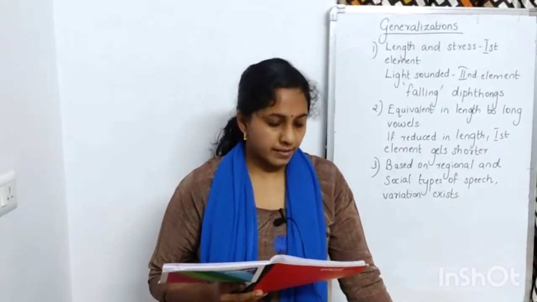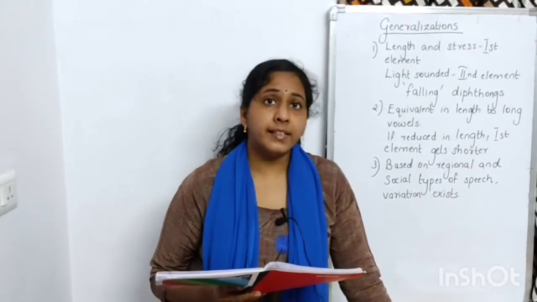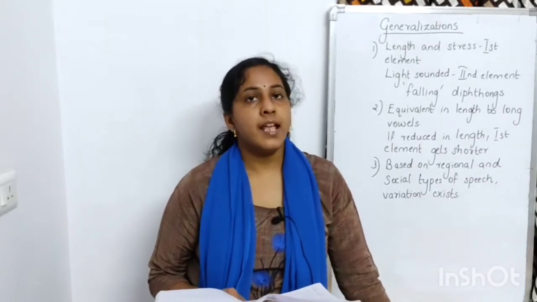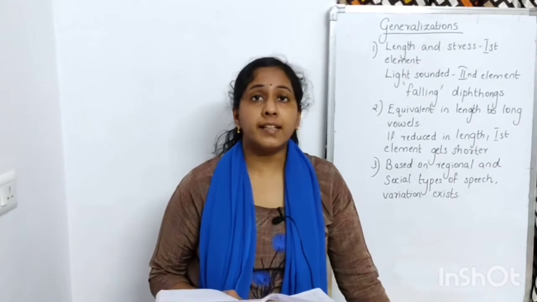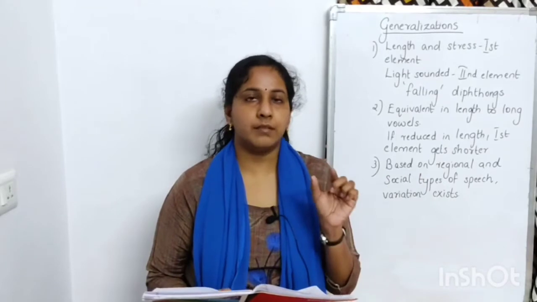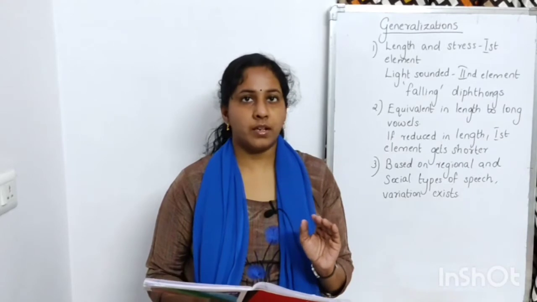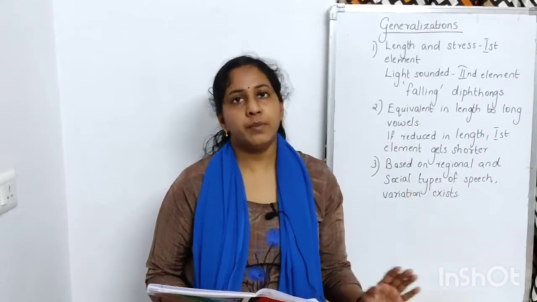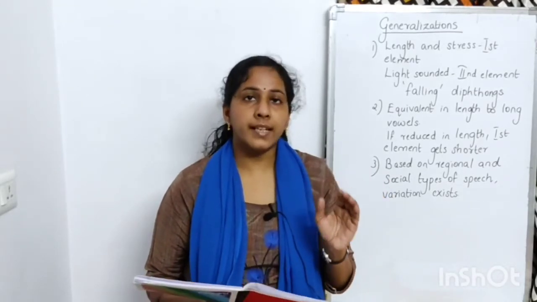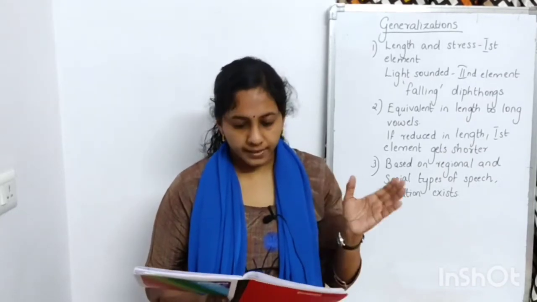The second generalization: these diphthongs are equivalent to the length of long vowels. We saw short vowels and long vowels, and diphthongs are usually equivalent in length to the long vowels. Bit is short, beat is long. Book is short, boot is long. So that is the difference between short vowel and long vowel. The length of diphthongs is like the length of long vowels.